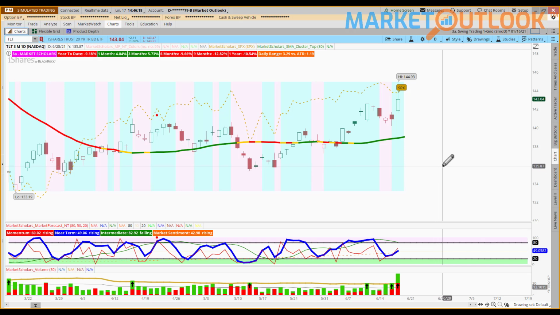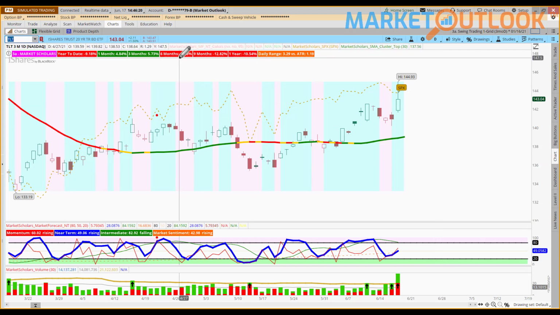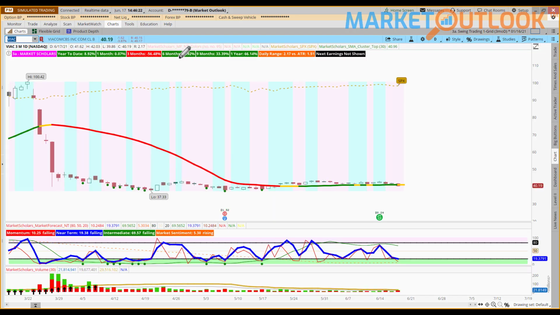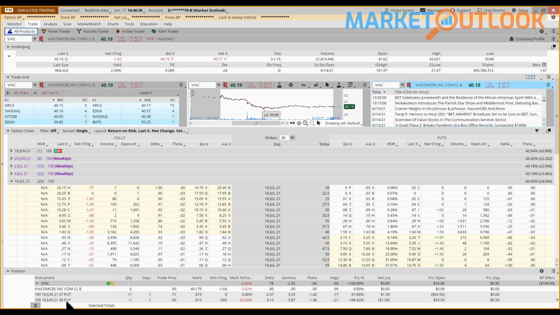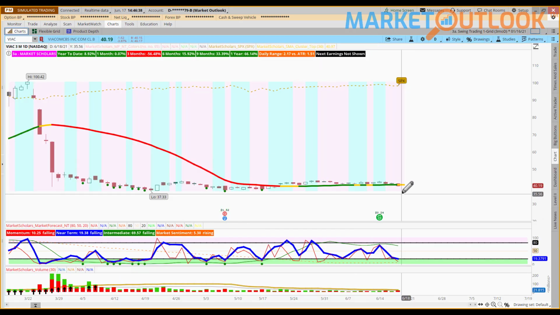And then I think we had, was it one more? Yeah, it was Viacom, our other one that will be expiring tomorrow. Now, Viacom hasn't really gone anywhere, but because of the choice of trade that we did, that's perfectly fine. This is another one where we did a bull put spread. Our sold strike was 38, our bought strike was 37, and as long as it stays above 38 tomorrow, this one is another one that will go to maximum gain.